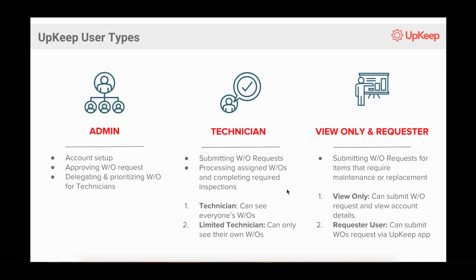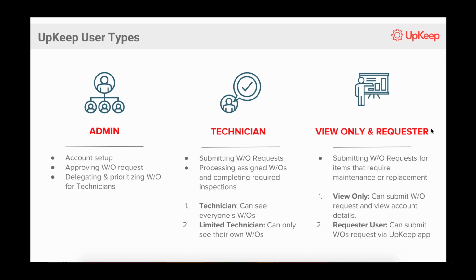The third group are the requesters and view-only users. These two users are considered free users, meaning that we can have unlimited requesters and view-only users in our account. The requester users have UpKeep logins, and their core function is to create work order requests for locations, assets that need repair or replacement. They have the ability to submit work order requests through the UpKeep web and mobile app. View-only users have the same abilities as requesters, plus they can see all the account details. They have access to work orders, locations, assets, and part data, but they can only view this information and not make any changes.